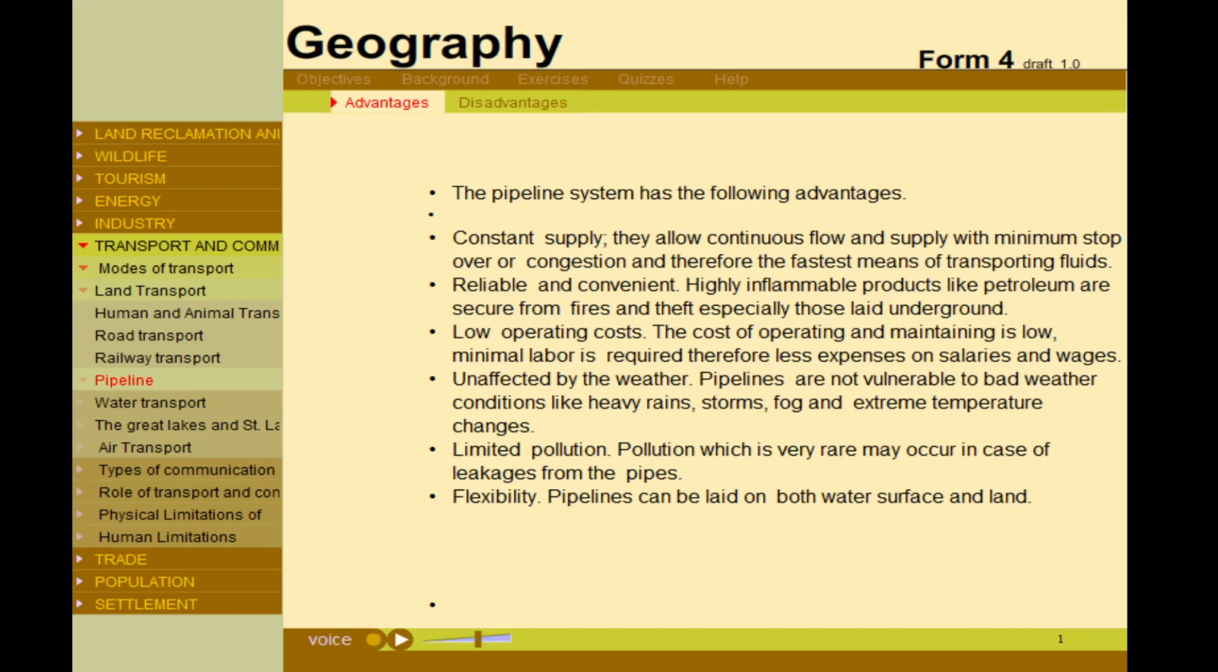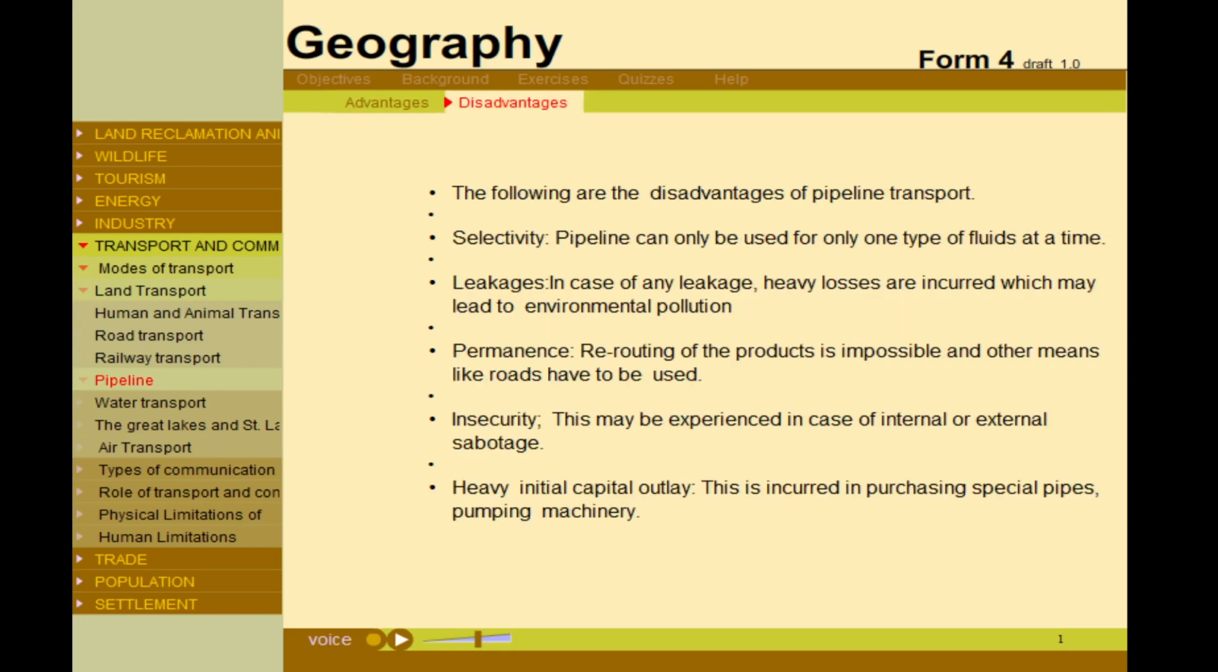Pipeline transport has also its own disadvantages. The following are disadvantages of pipeline transport. Selectivity. Pipeline can only be used for only one type of fluid at a time. Leakages. In case of any leakage, heavy losses are incurred, which may lead to environmental pollution.